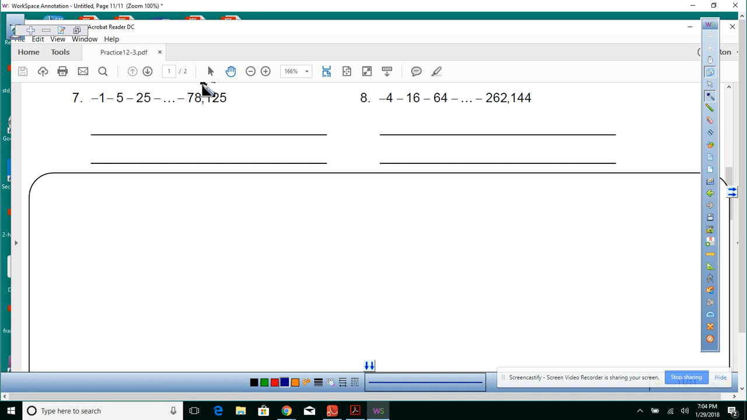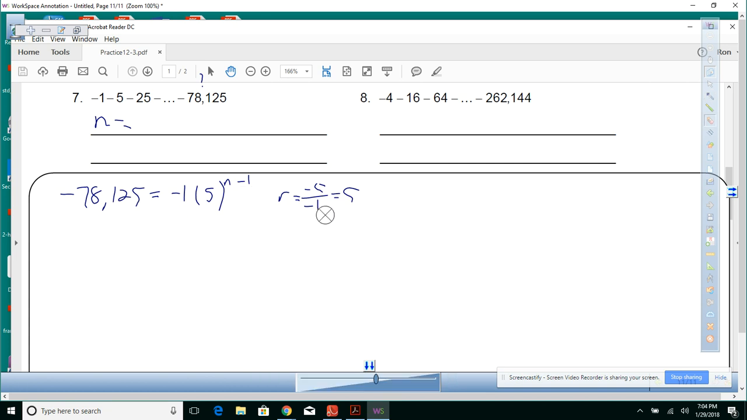And 1, 2, 3, and we don't know what this is, so n equals... we got negative 78,125 equals negative 1 times, and I'm thinking 5 to the n minus 1. How did I get that? R equals negative 5 divided by negative 1, which is just 5. And that's a 1. And so we divide both sides by negative 1. We got 78,125 equals 5 to the n minus 1.